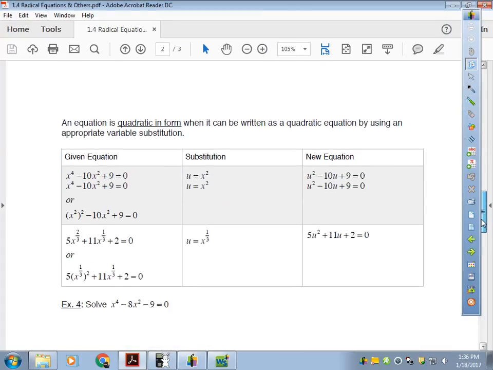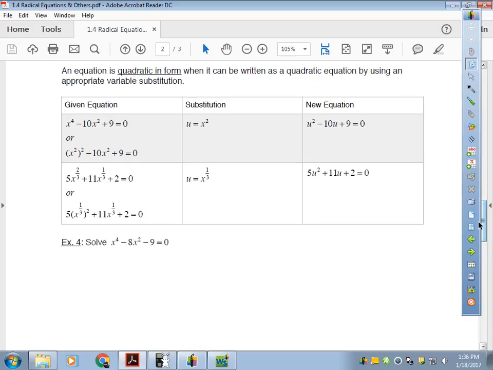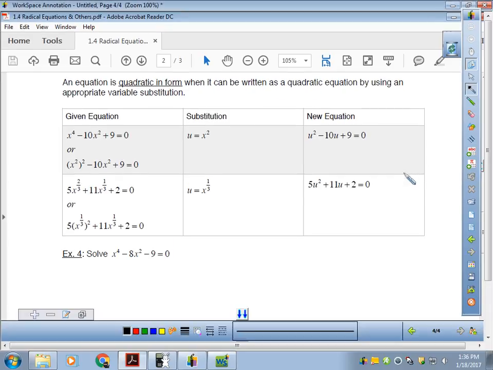The next thing we're going to look at is equations that are quadratic in form. What quadratic in form means is that they can be rewritten as a quadratic. And then once you rewrite them, you can solve them using the quadratic formula or using factoring, whatever. So here's two examples of these.